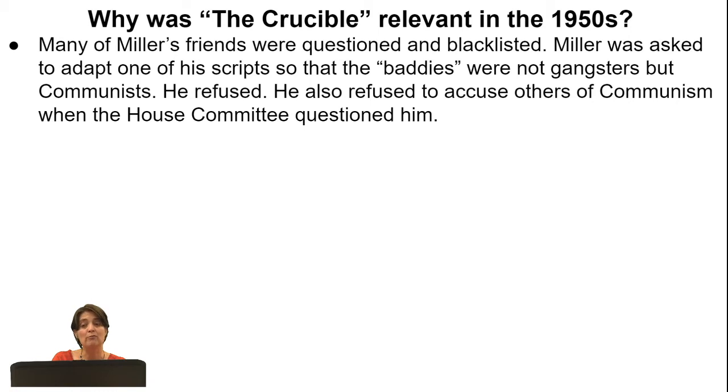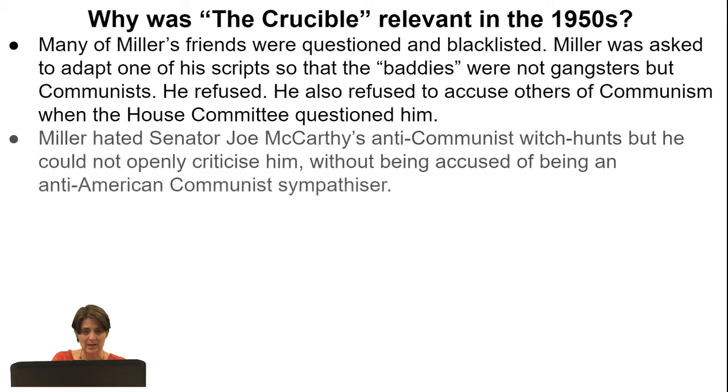He was called up in front of HUAC, the House Committee, and was asked to name other communists, and he refused to name communists. And he was eventually punished by having his passport taken away. He was given a massive fine and sentenced to 30 days in prison. Later, all of that punishment was overturned, but it must have been quite frightening for him at the time.